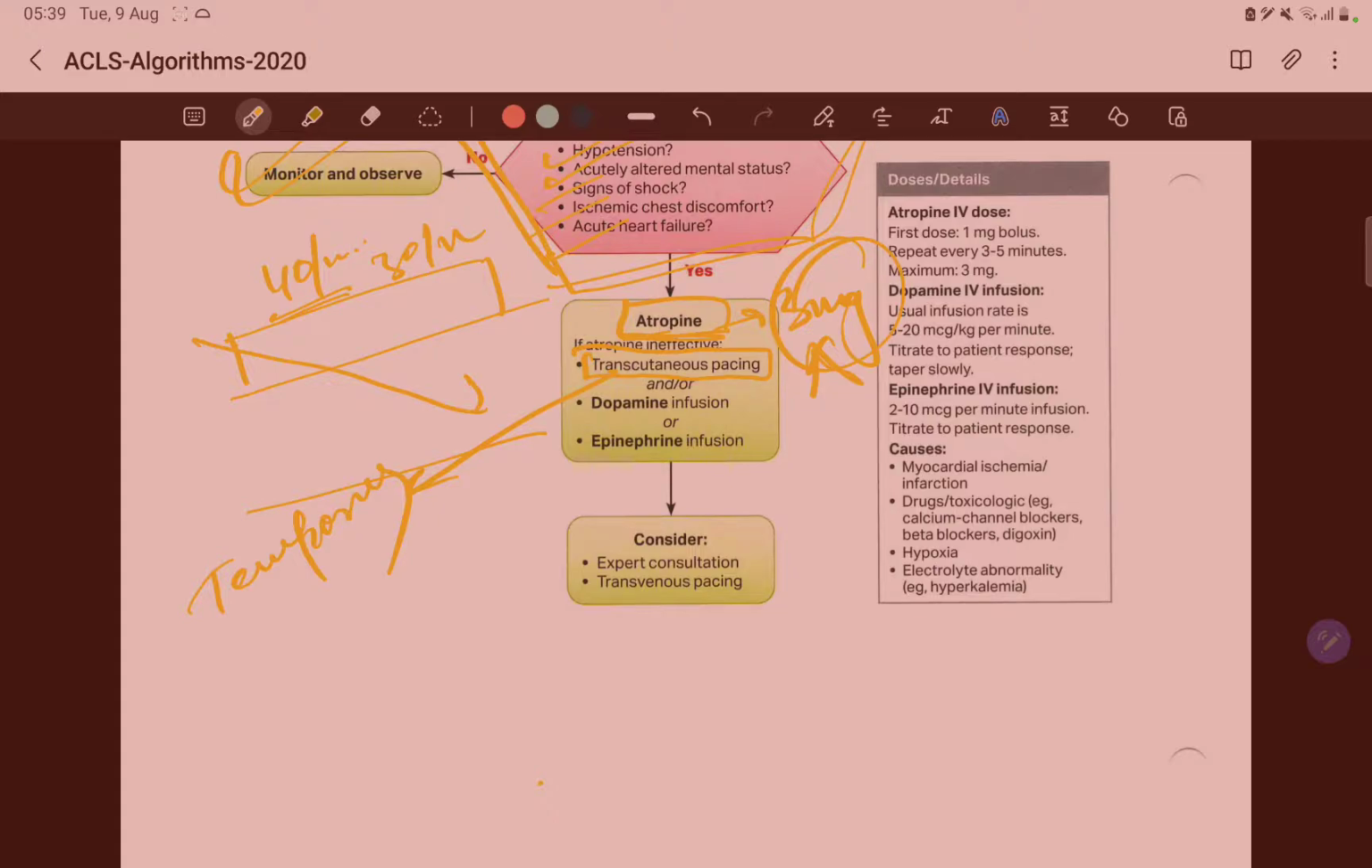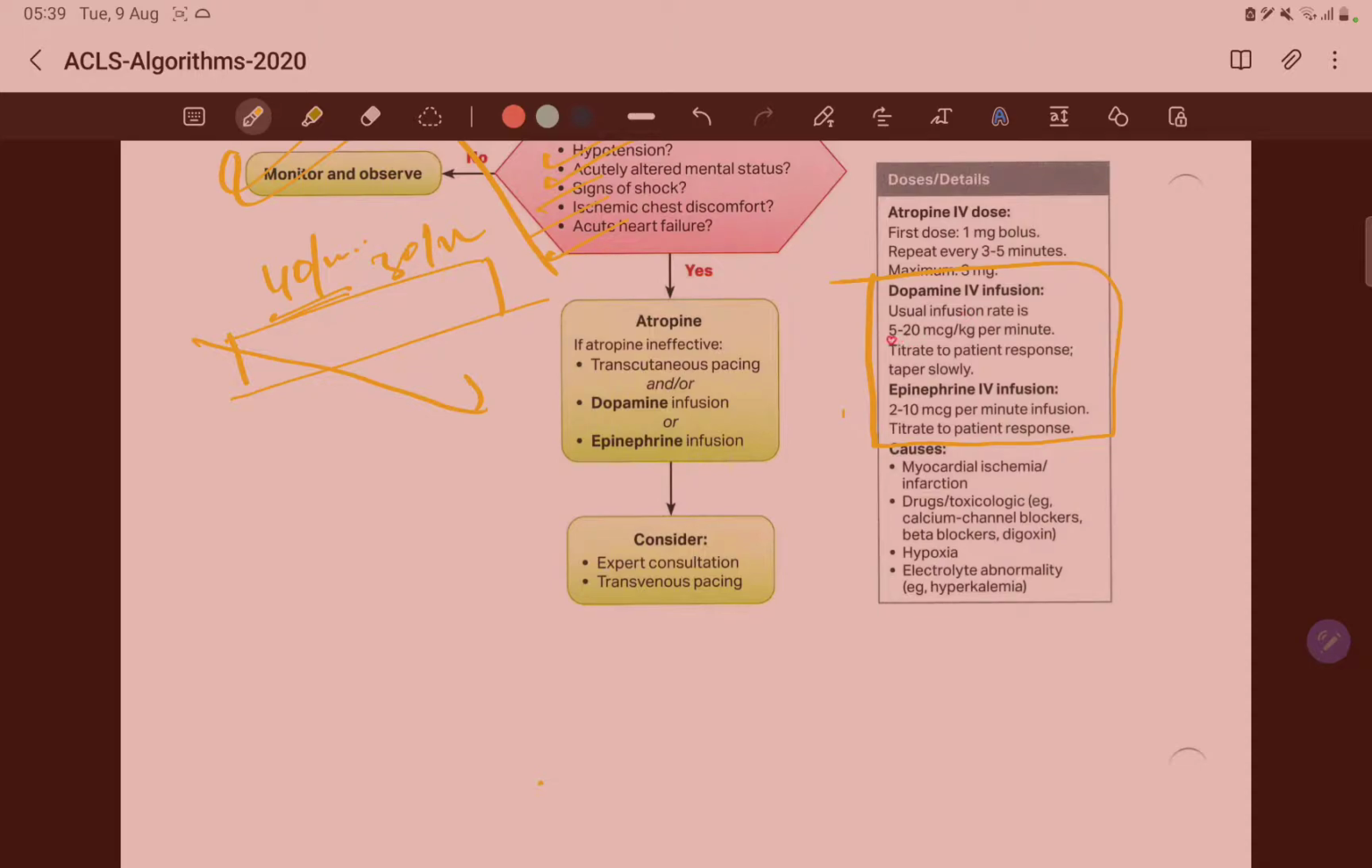So transcutaneous pacing here is considered after ineffective atropine. Along with it, we can add dopamine or epinephrine. Along with atropine, or directly after atropine is not working, we can go for dopamine or epinephrine IV infusion. The important thing to understand in the dopamine and epinephrine infusion is the dose.